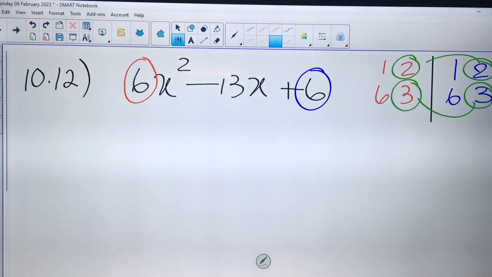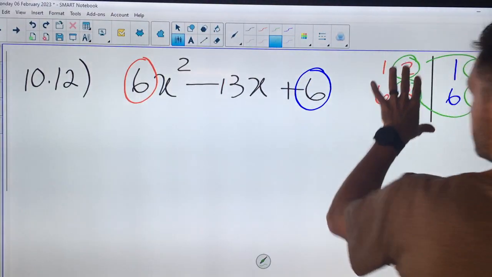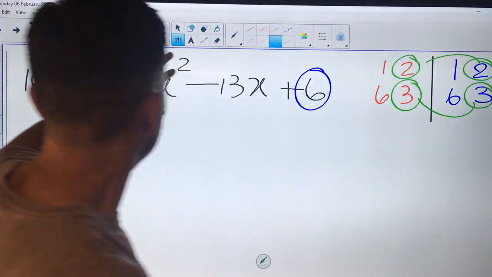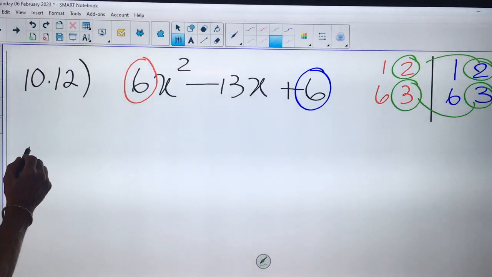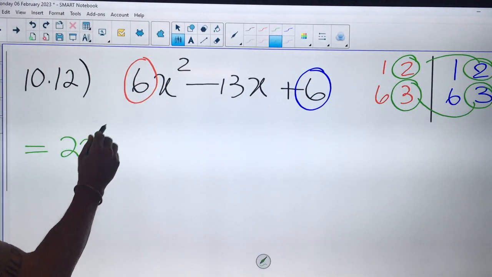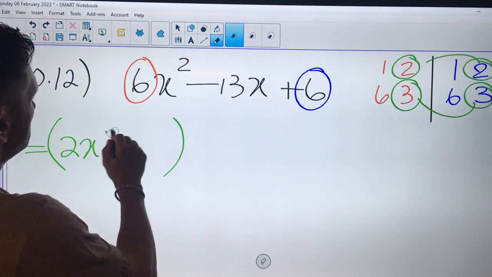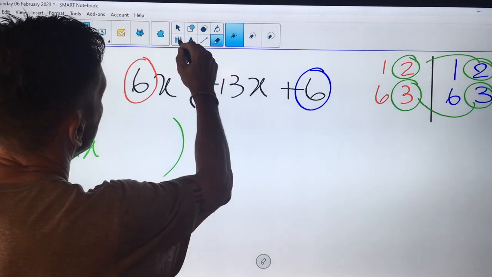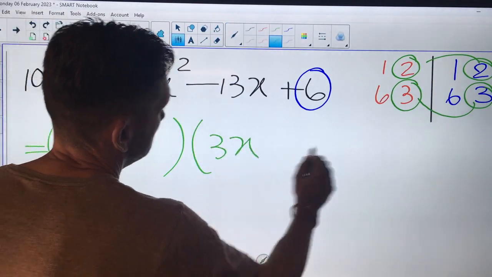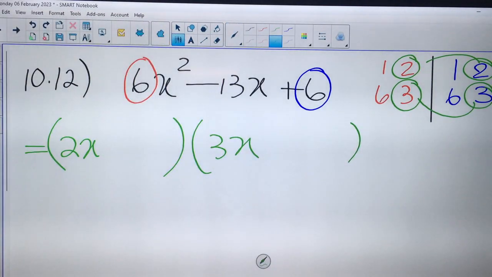So the red part that I have here, the red factors are the factors that go in front of the x squared. So that will be 2x squared, not x squared, sorry, my mistake, 2x and 3x.